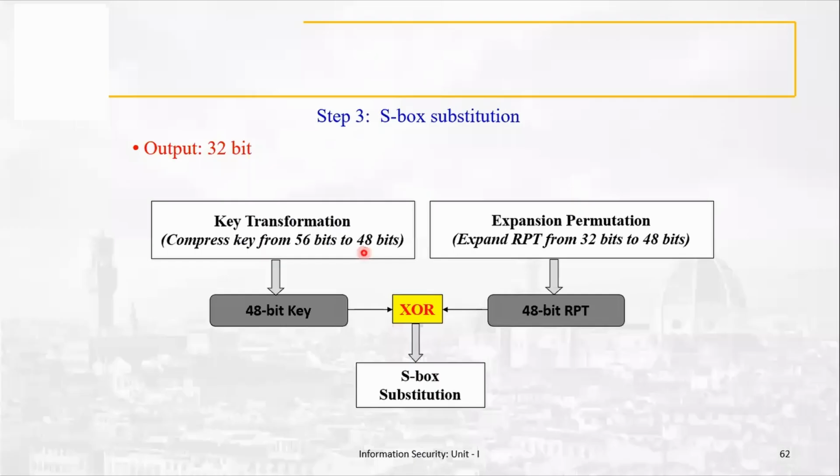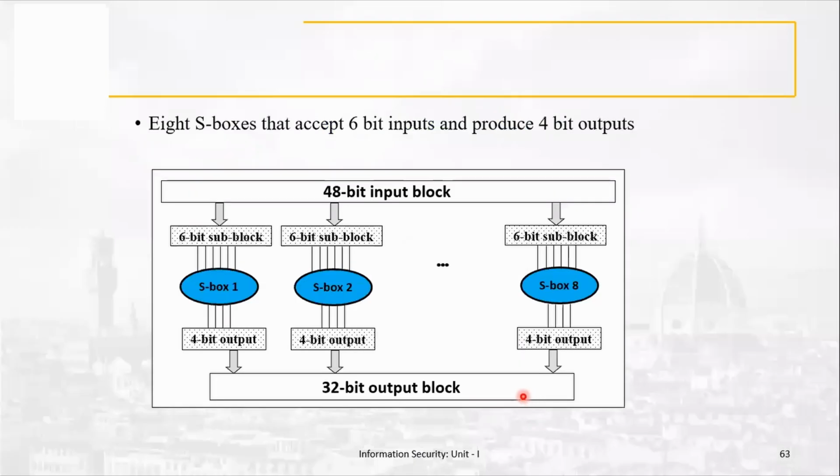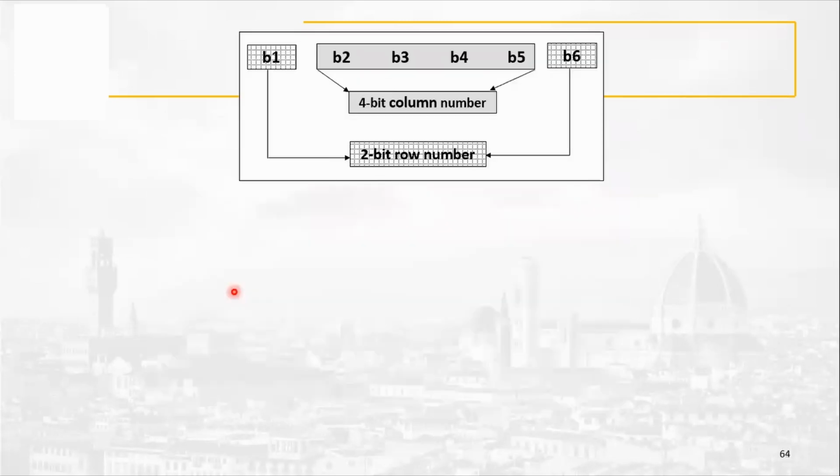Now what is the third step in the Feistel function? The third step is the S box. Now the problem here is we have 48-bit data, but the output of the Feistel function has to be 32-bit. That's why we have to compress this data into 32-bit data, and for that we will have to use S boxes. Last time we have seen how to use S boxes, how to convert 6 bits into 4 bits.